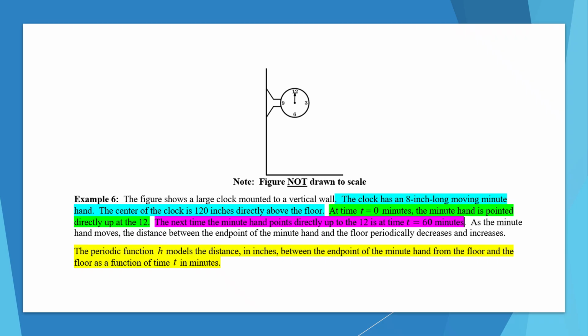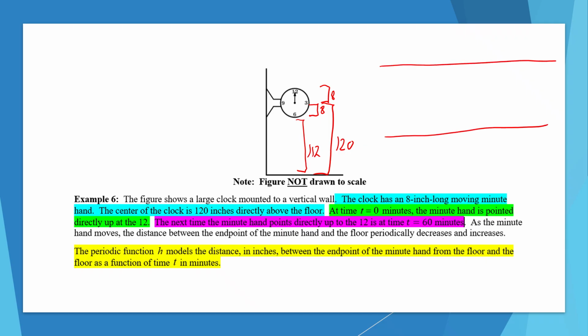So if we had what we drew before, right, we knew this was 8. We knew the distance from the middle of the clock to the floor is 120. And then obviously the shortest distance it can be, if this was also 8, this would be 112. And so here you're going to have a diagram like this. And so if I draw it out, and then you had 5 points, right? You have F, G, J, K, and I think P.